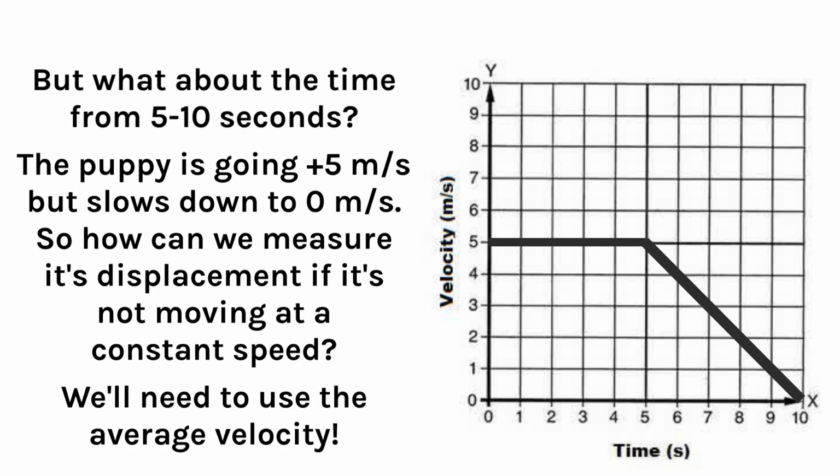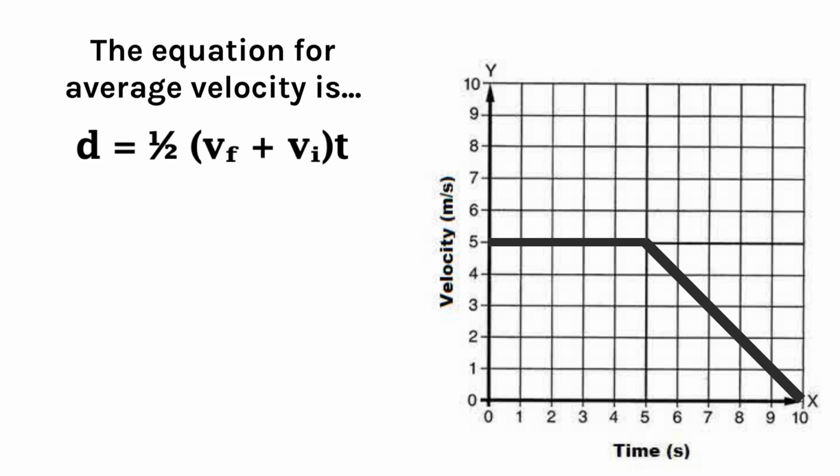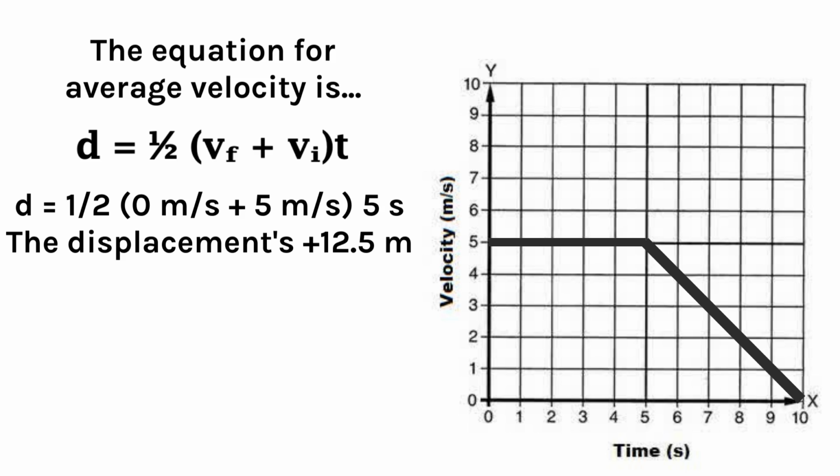We'll need to use the average velocity. The equation for average velocity is distance equals 1/2 the final velocity plus the initial velocity times time. So this displacement is 1/2 of 0 plus 5 meters per second times 5 seconds, giving it a 12.5 meter displacement.